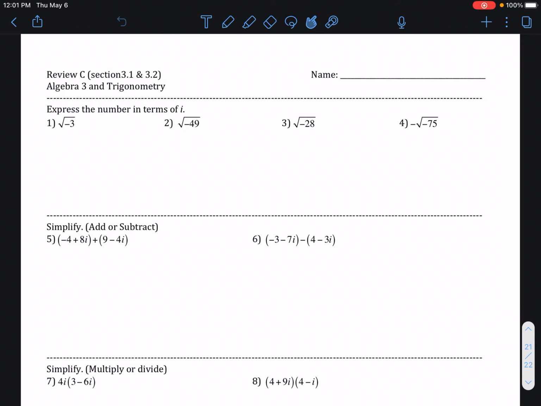Okay guys, in this video I'm going to help you out with review C to help you get better ready for the test that's coming up.